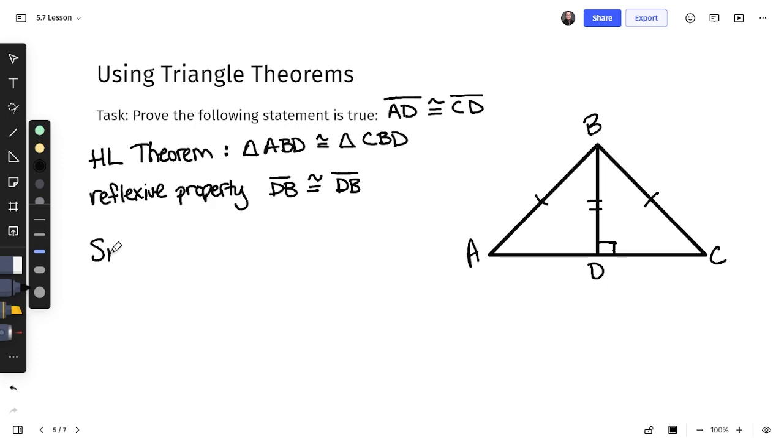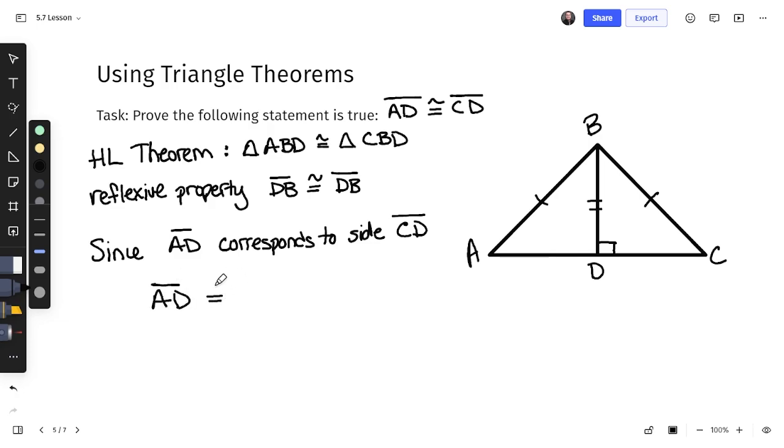And then we can say that since side AD corresponds to side CD, then since the triangles are congruent, we can say that side AD is congruent to side CD. Again, another example of the hypotenuse-leg theorem. And we can mark that on our diagram as well.